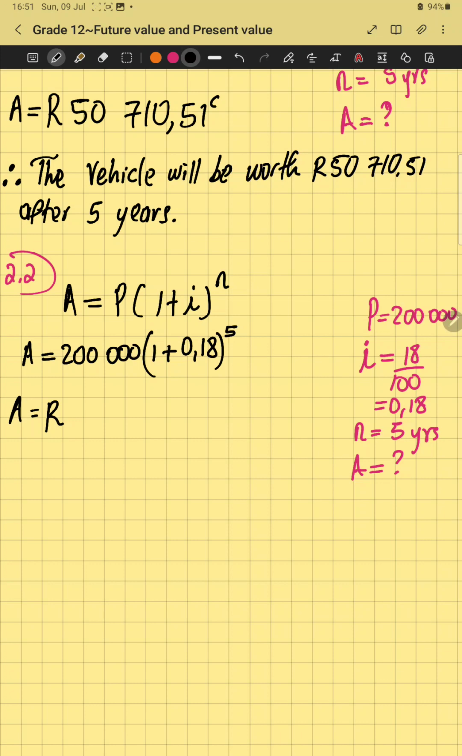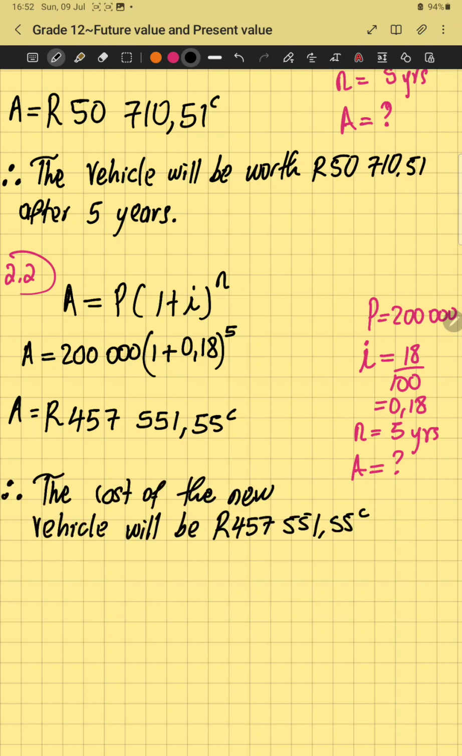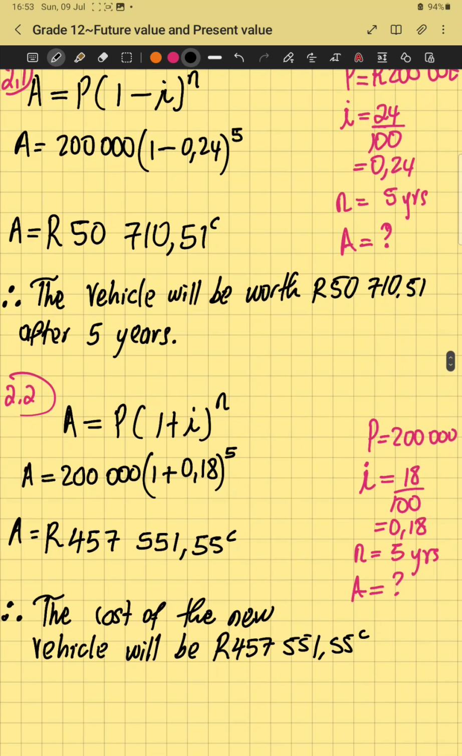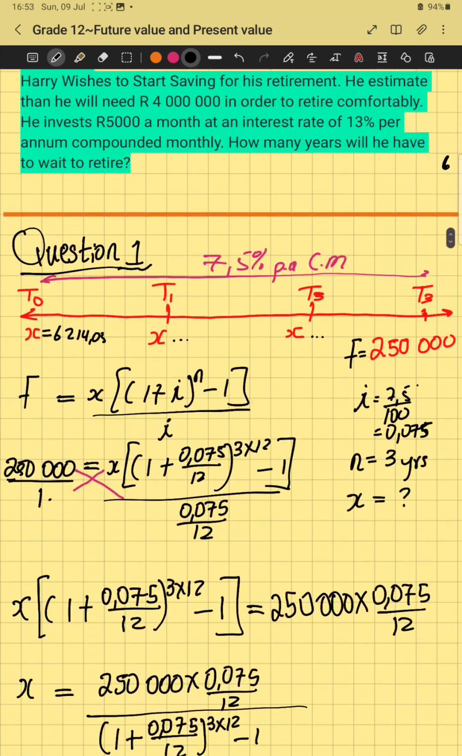This one is 457,551 rand and 55 cents. So this is the price of the new one. Then we also conclude here that the cost of the new vehicle will be within this amount after 5 years. Okay, this is our conclusion. Therefore, the cost of the new vehicle will be 457,551 rand and 55 cents.